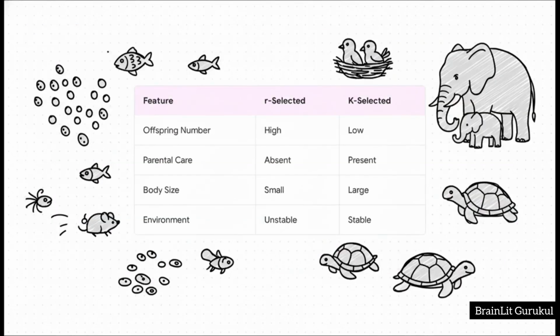This table right here is your new best friend for studying this. It just lays out all the trade-offs perfectly. You can see the pattern, right? R strategists go for tens of offspring, no parental care, and they tend to be small. K strategists, on the other hand, invest everything in just a few offspring, which means lots of parental care and usually a much larger body size. Each strategy is just perfectly suited to its environment.